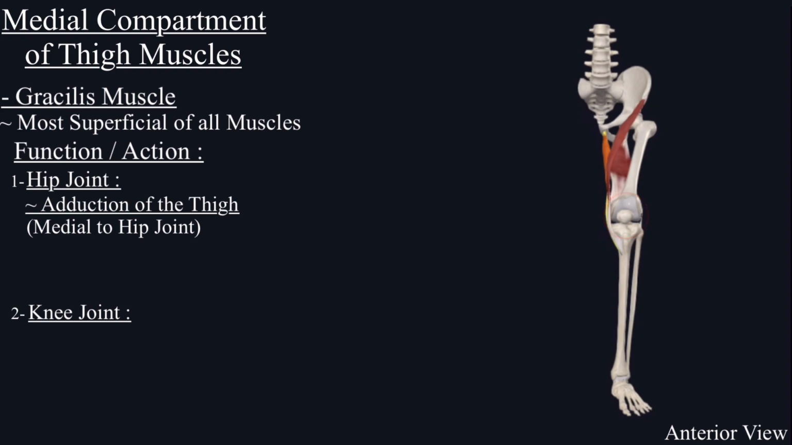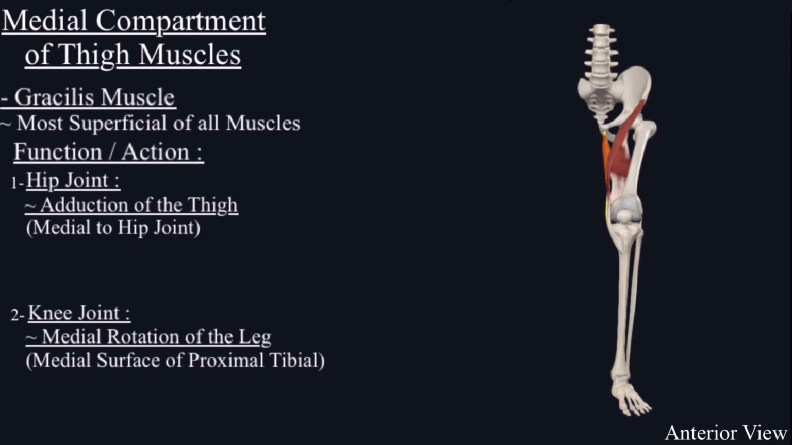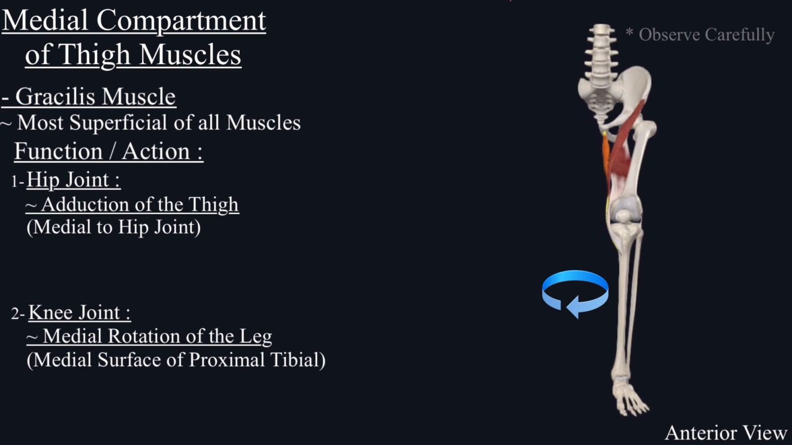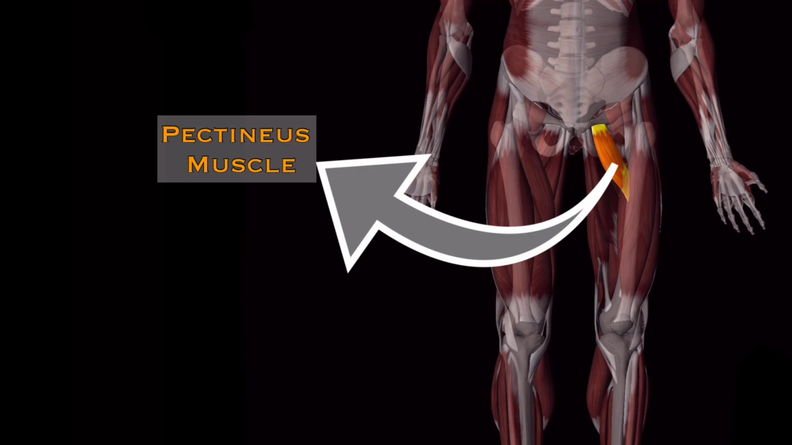At the knee joint, it helps in the medial rotation of the leg. Because it is inserted on the medial surface of the proximal tibia, so contraction of this muscle will rotate the leg in this direction. Same as the sartorius muscle. Next, I will discuss the pectineus muscle.